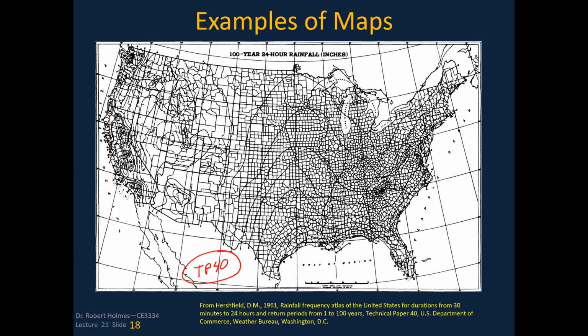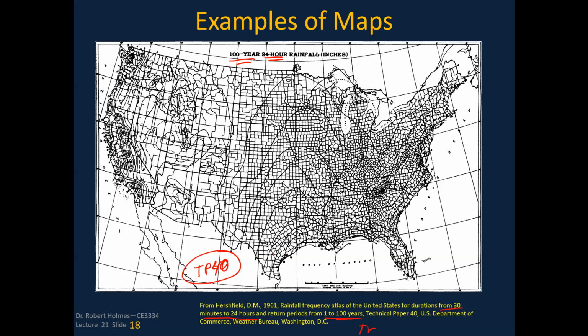There are still a few states that aren't in the new NOAA Atlas 14, which we'll talk about more in lecture 22, but this is TP40. So you still might be consulting this. This is for durations of 30 minutes to 24 hours and from 1 to 100-year TRs. And so you can see here, if we look closely, we've got isohyets of this 100-year probability, 24-hour duration, and then we'll get the inches here.